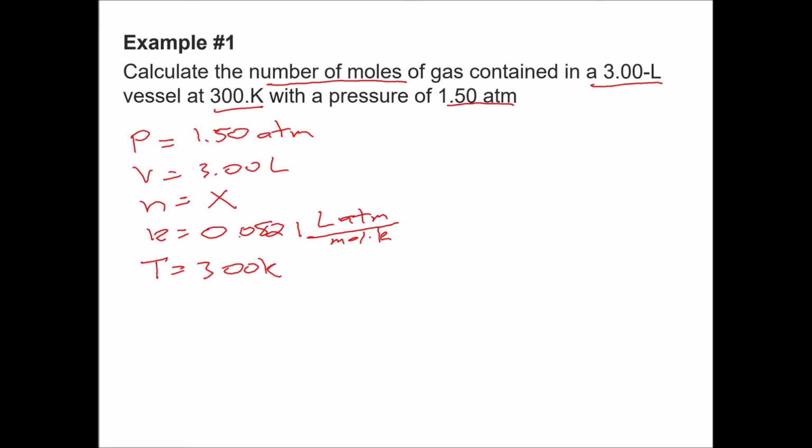Now I'm going to do a unit check just to make sure we're in the correct units. My pressure is in atm, that's good. My volume is in liters, that's good. I am looking for n, my number of moles. My R is liters times atmosphere divided by moles times K, and my temperature is in Kelvin, so I don't have to convert any units. I'm going to write my equation, PV equals nRT. In this case, I am solving for n, so I'm going to box my n and divide both sides by RT to isolate n.